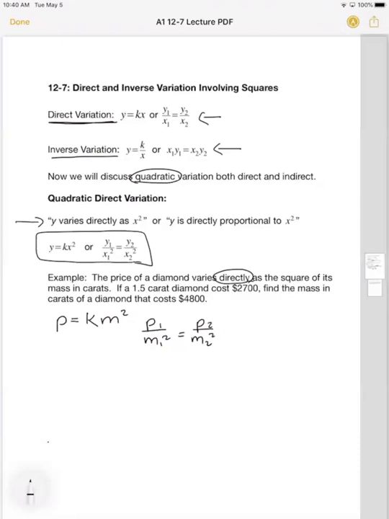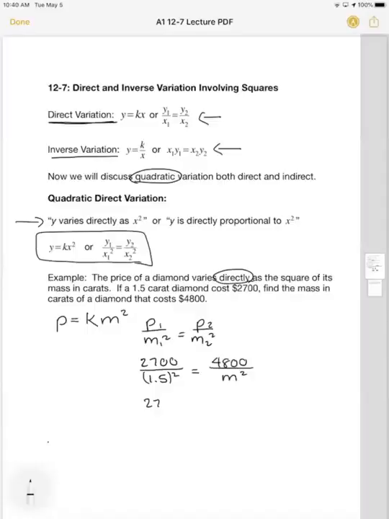Now, the first price was $2,700. And the mass that goes with that is 1.5 carats, and that's going to be squared. Now, we know the price of the second diamond is $4,800. What is its mass? And so here, I've got a mass, and I've got to square it. Don't forget to square it. Now, I'm going to cross multiply.